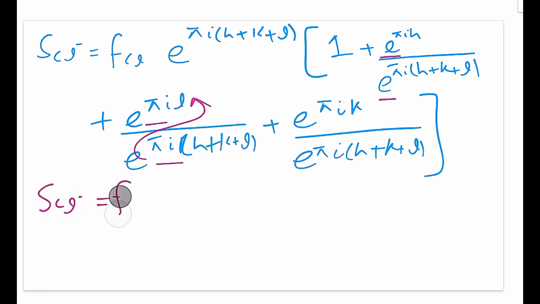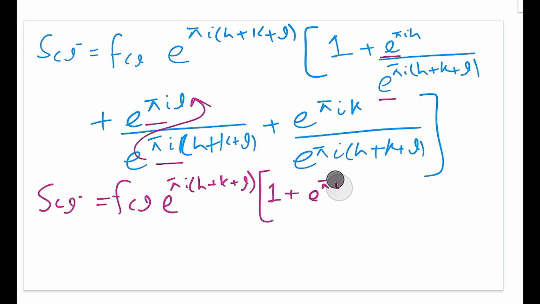And that is equals to F_Cl, and e to the power pi iota (h plus k plus l) will stay the same, and we have these inner quantities now, and that is 1 plus e to the power pi iota h.